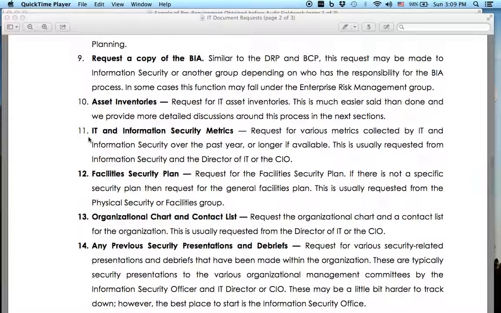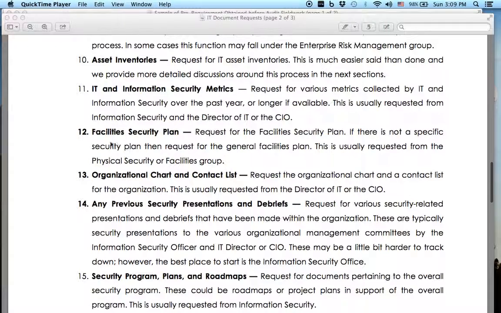And number 11, you also obtain the IT and information security metric. This is a metric that we map from all components related to IT security matters. And number 12, you also obtain the facility plan.